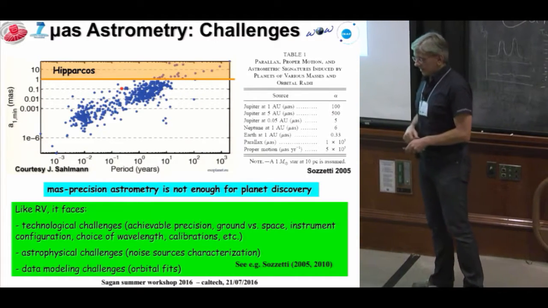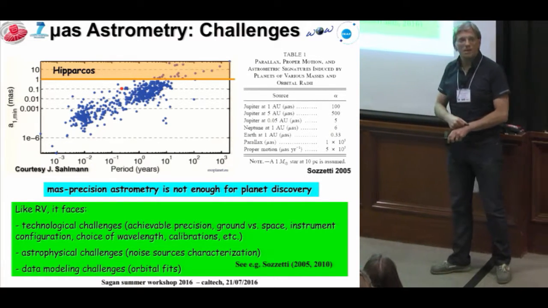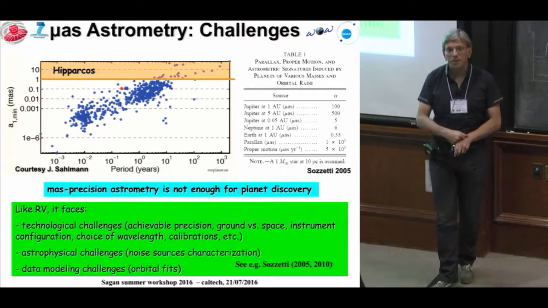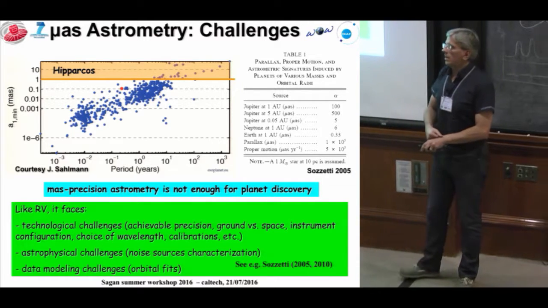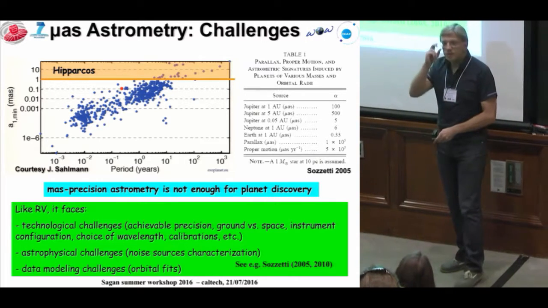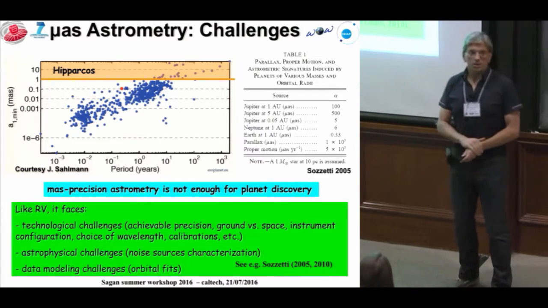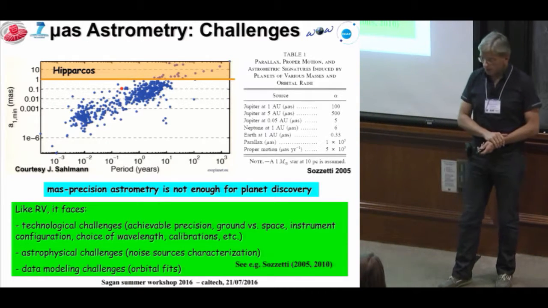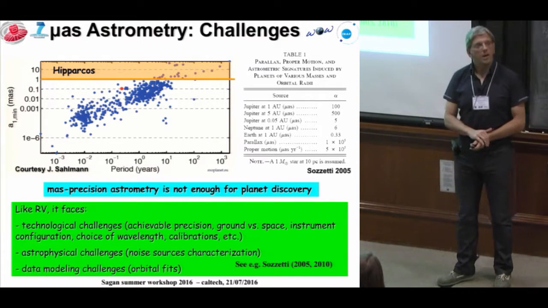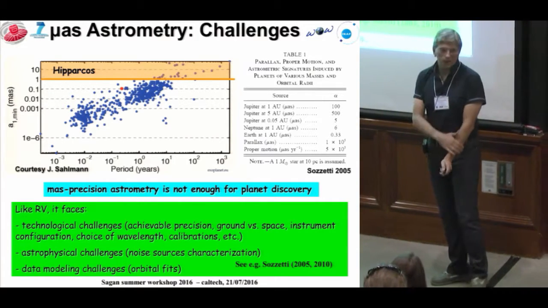Nevertheless, milliarcsecond astrometry, as I have shown, is now recognized as important to further the characterization of planetary systems that are already known. But when it comes to actual discovery, this is really still tough. You need to do better by 1 or 2 orders of magnitude. Milliarcsecond astrometry is just not enough to discover planetary systems.